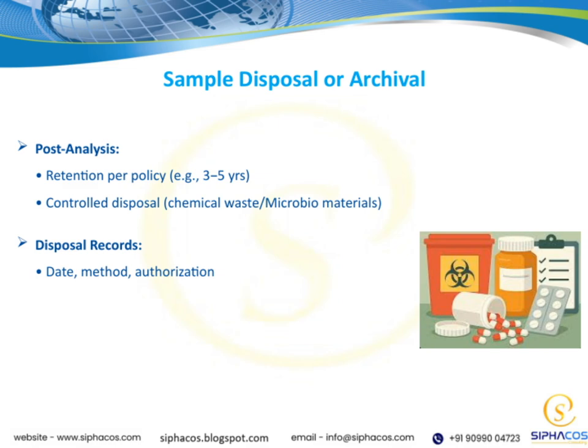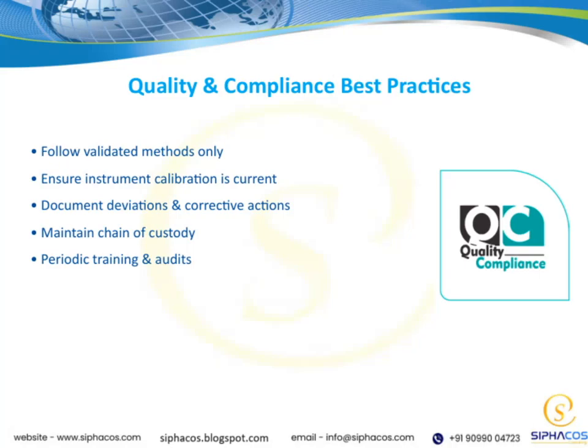Additionally, maintaining disposal records is a key part of good laboratory practice. These records should include the date of disposal, the method used, and the authorization for disposal. This documentation helps us stay compliant with regulations and provides a clear audit trail. Overall, proper disposal and archival practices are essential components of responsible sample management and align with our commitment to safety and regulatory adherence. Now, let's talk about some best practices for ensuring quality and compliance in our processes.